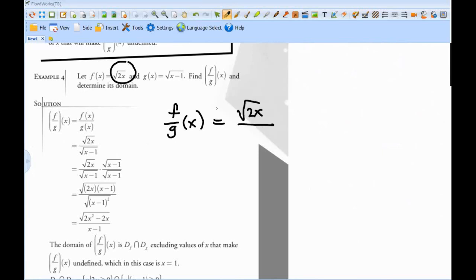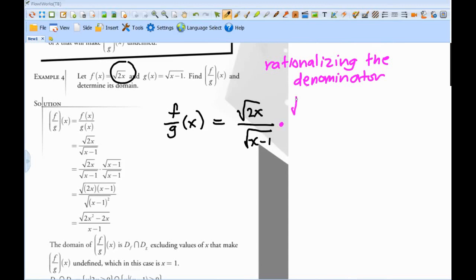What is g? It's the square root of x minus 1. All right, that's the quotient. But on this point, if you remember about rationalizing the denominator, we do not accept a square root of a number in the denominator. So whatever the number on the denominator, we just have to multiply both up and down.